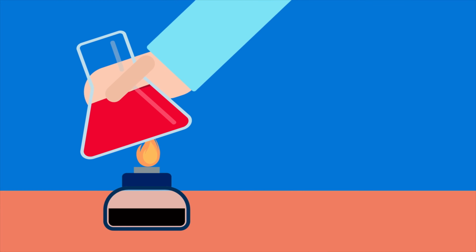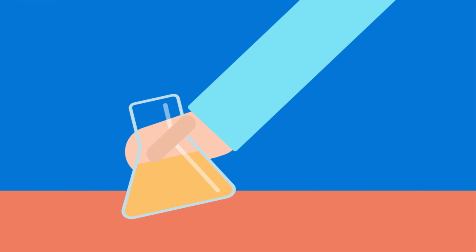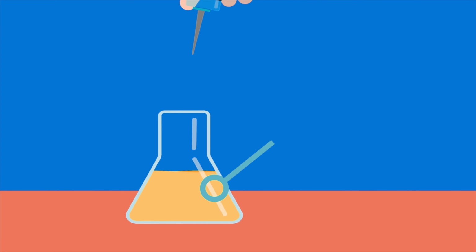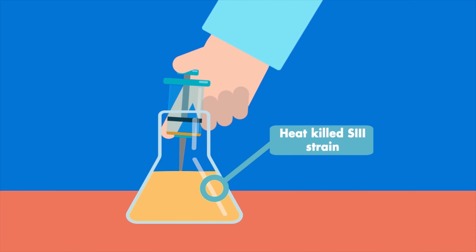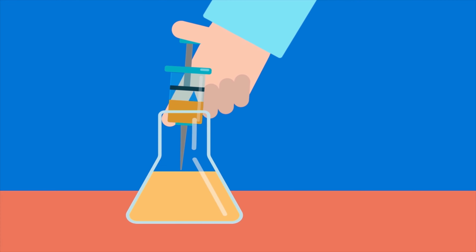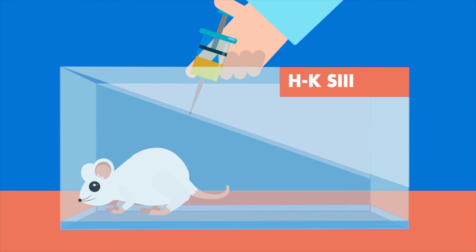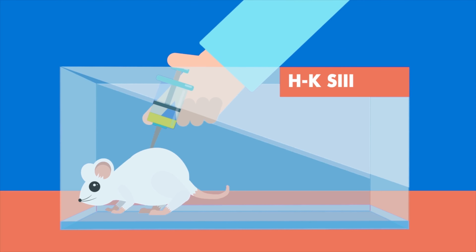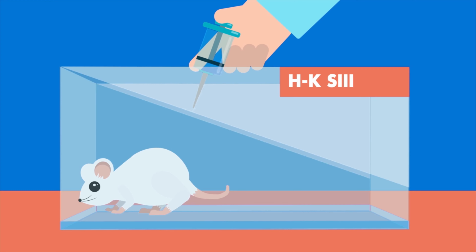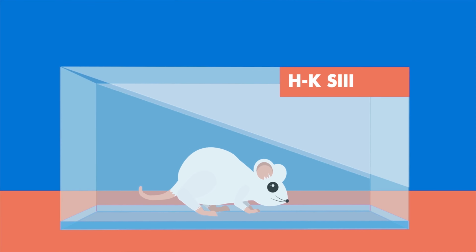In the third case, the sample of S3 strain was first heated to kill the bacterial cells, and a small amount of this heat-killed sample of S3 strain was injected in mice. The mice survived in this case as the bacterial cells were killed by the heat treatment.